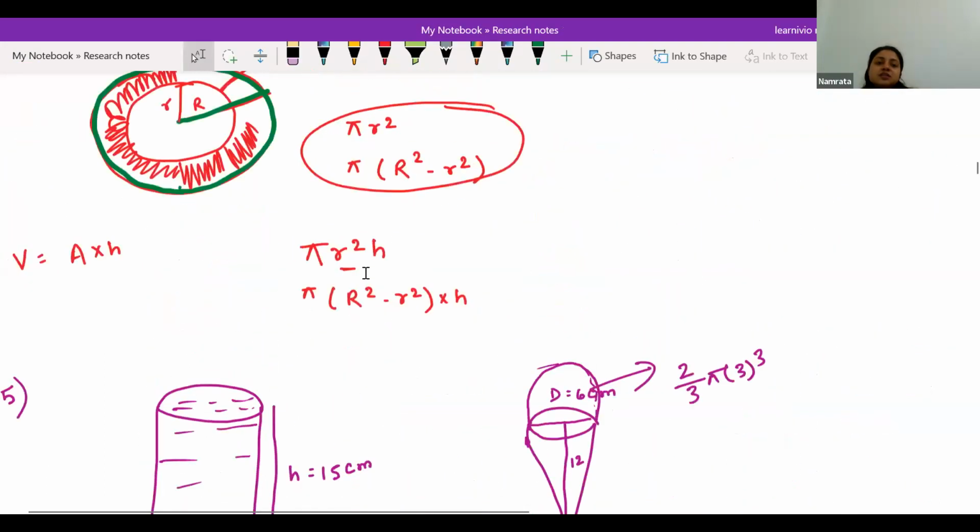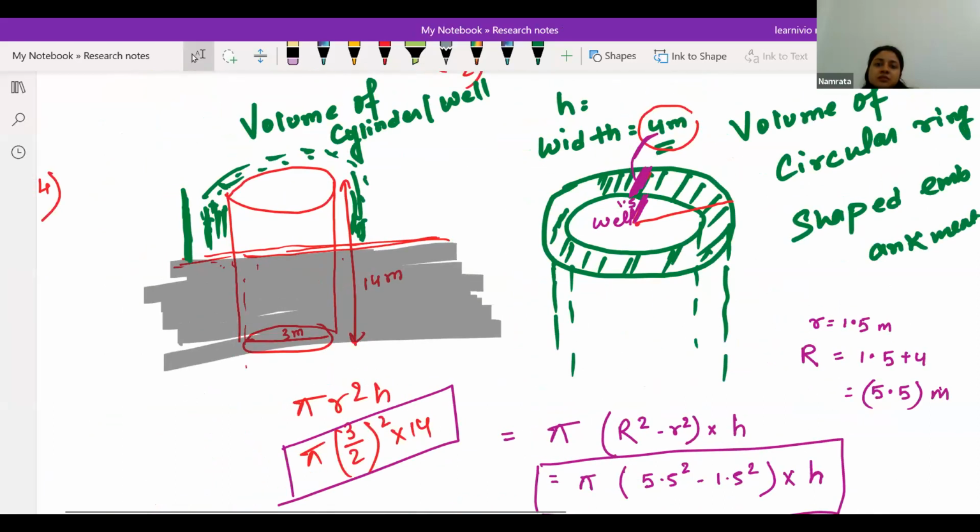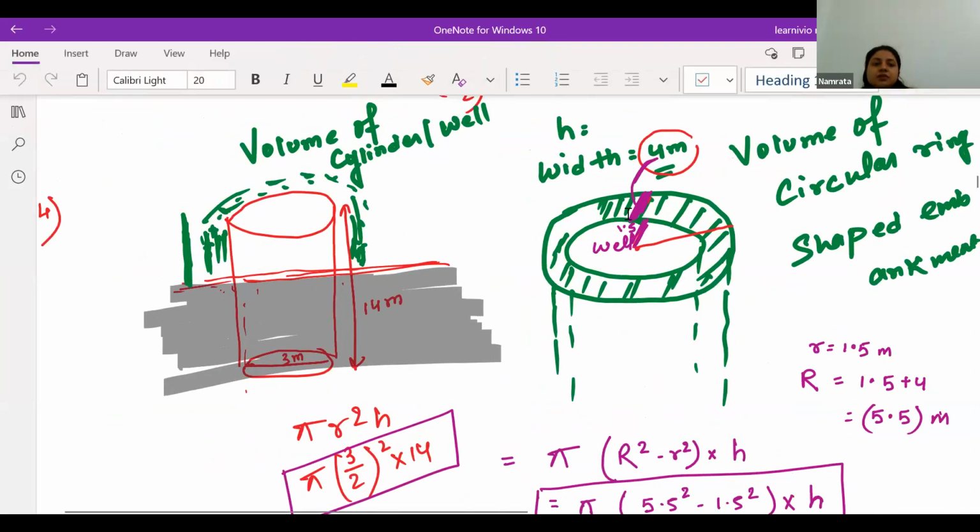So have we discussed this question? Yes, ma'am. We were just making the embankment out of the soil which we were taking out from the well. Have we finished this? Yes, ma'am. Okay, let's move ahead.